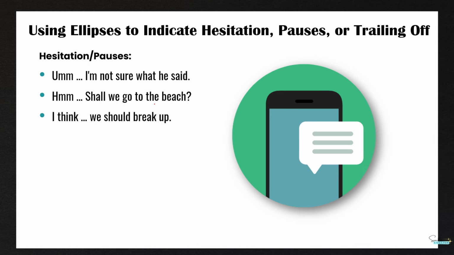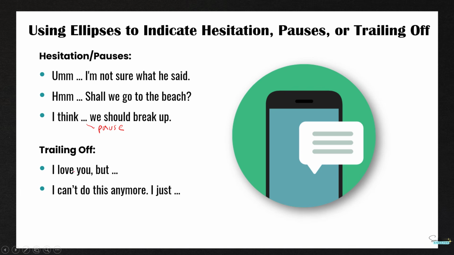"Shall we go to the beach...?" "I think we should break up." So here we have hesitations, and here is a pause. "I think... we should break up." If we don't use an ellipsis here, the sentence is read like, "I think we should break up." But the ellipsis indicates a pause.